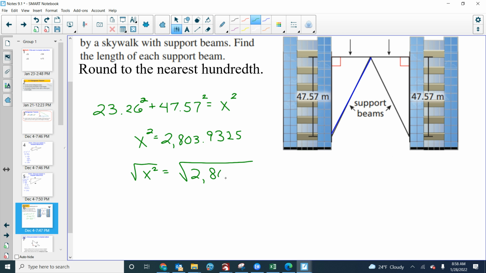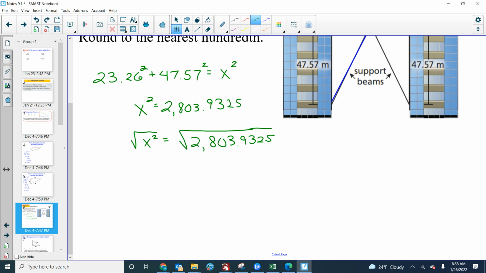You don't want to retype 2,803.932.5. And what if it went on forever? Okay. You can hit square root and then second negative, and it will put this previous calculation under the square root. Does that make sense? Do you know what I'm talking about? They're learning the second answer button.